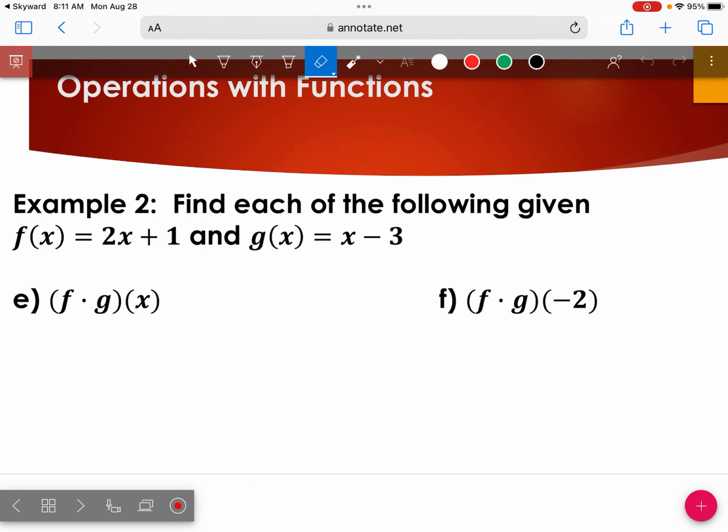So how do we know that this is asking us to multiply? You're looking at what's in between. So this operation says take F times G. So for multiplication, we're going to make a box, or you can do first, outer, inner, last, but you're multiplying these two together. So you're taking 2x plus 1 and multiplying it by x minus 3.